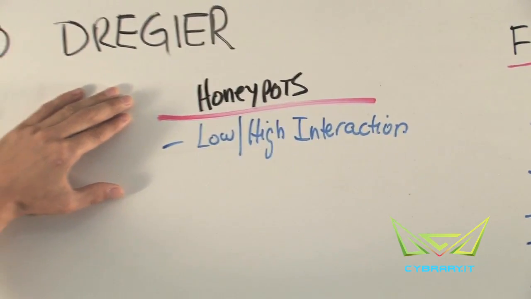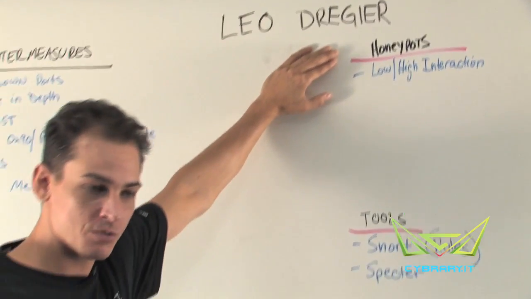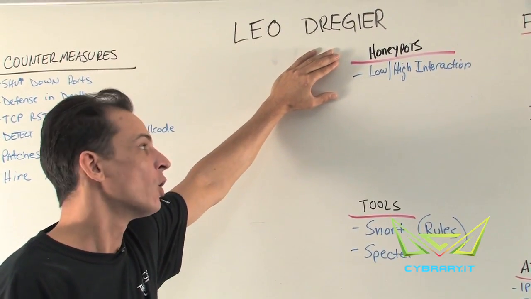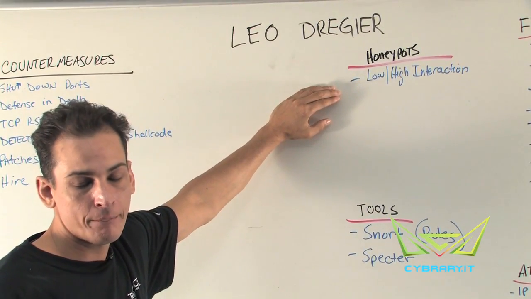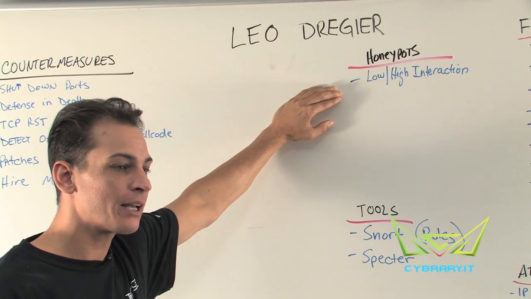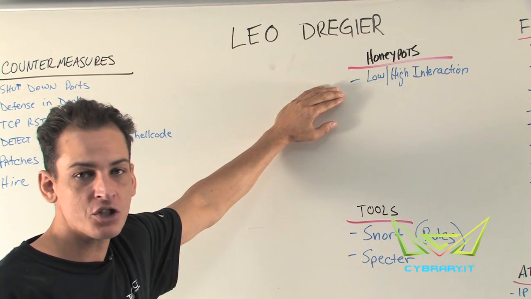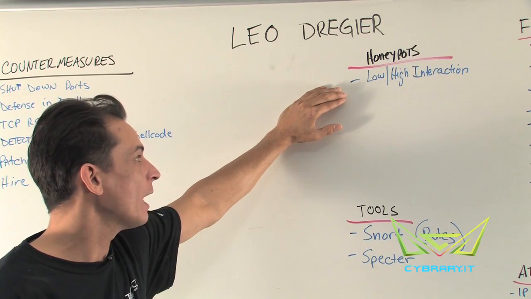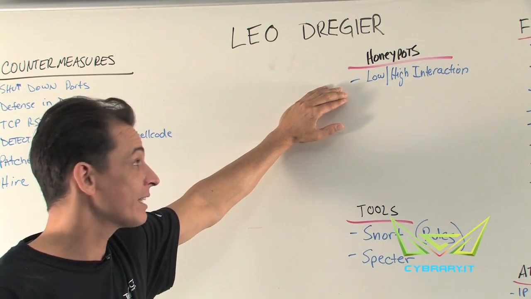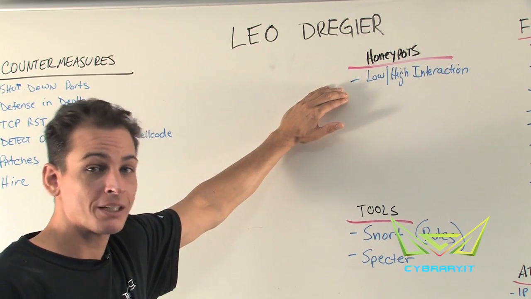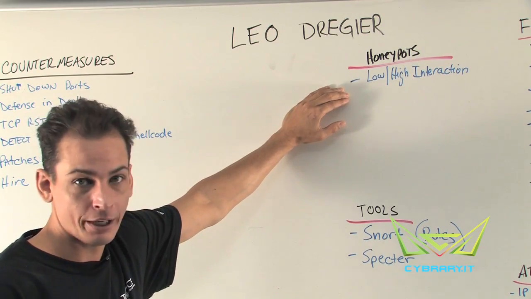Low interaction honeypots, there's not much you can do with them. They're just for basic profiling purposes. Whereas high interaction honeypots specifically allow full exploitation of those systems. Like a Symantec decoy server is a great example of a high interaction honeypot, while something like Spectre is basic low interaction.